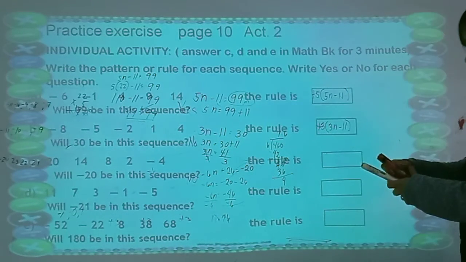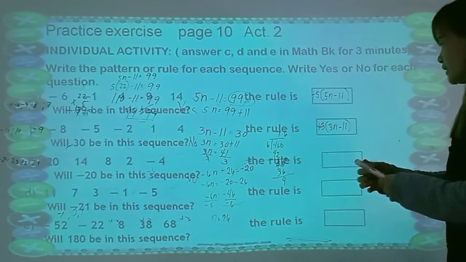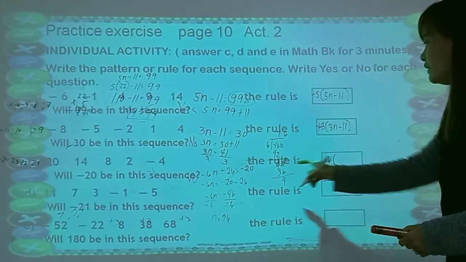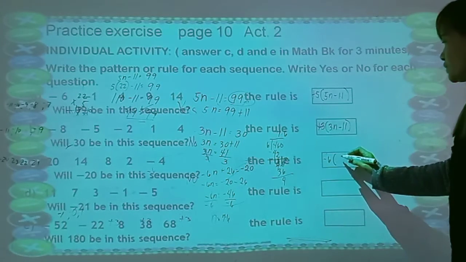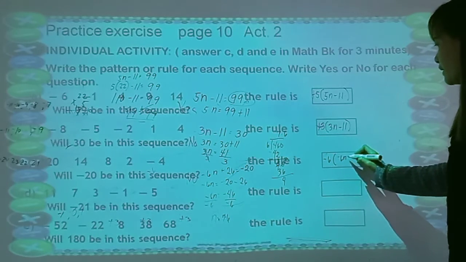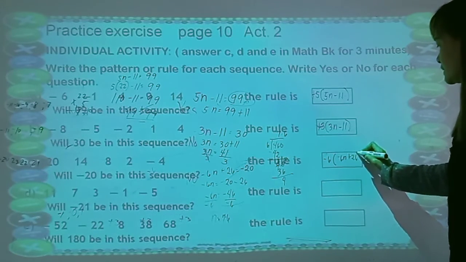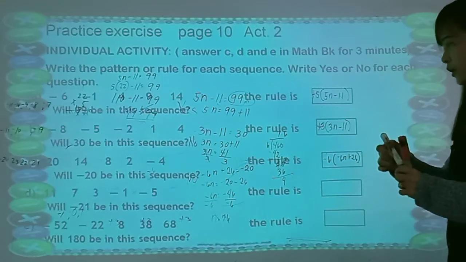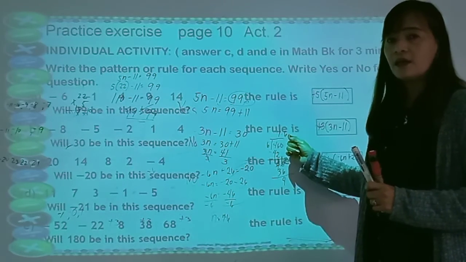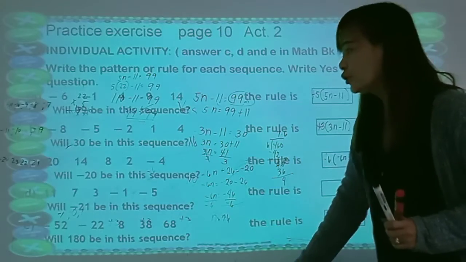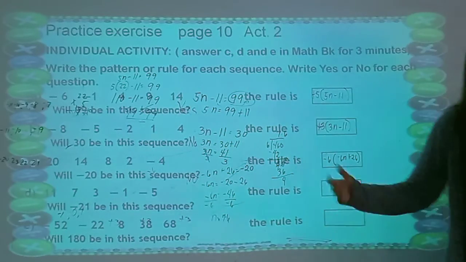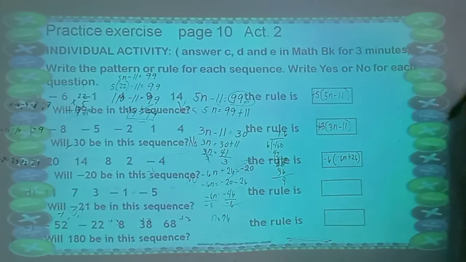So what is the answer here, class? The answer is negative 6, and the formula that we are going to use is negative 6n plus 26. This is how we are going to answer this equation. Can you understand now, class? If you don't have any question, you are going to answer D and E later after our discussion.